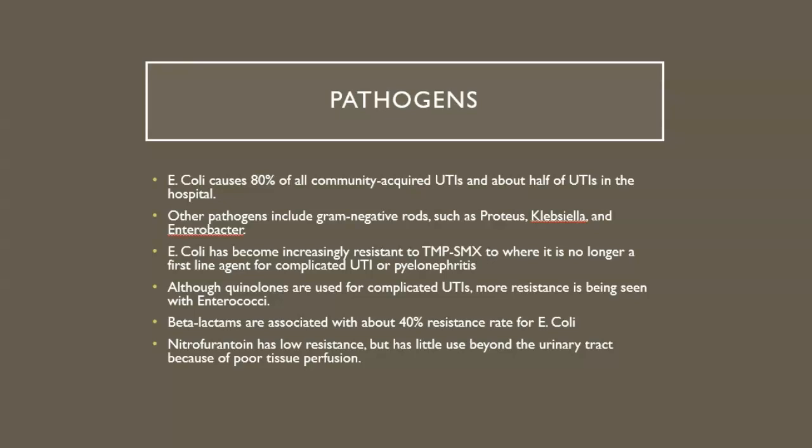Quinolones are used for complicated UTIs. However, there's also resistance seen with the quinolones as well. Beta-lactams are associated with about 40% resistance rate for E. coli. And then nitrofurantoin has low resistance, but has little use beyond the urinary tract. So if you're also treating an infection elsewhere, it's not really a good choice because you are literally only going to get coverage in that urinary tract.